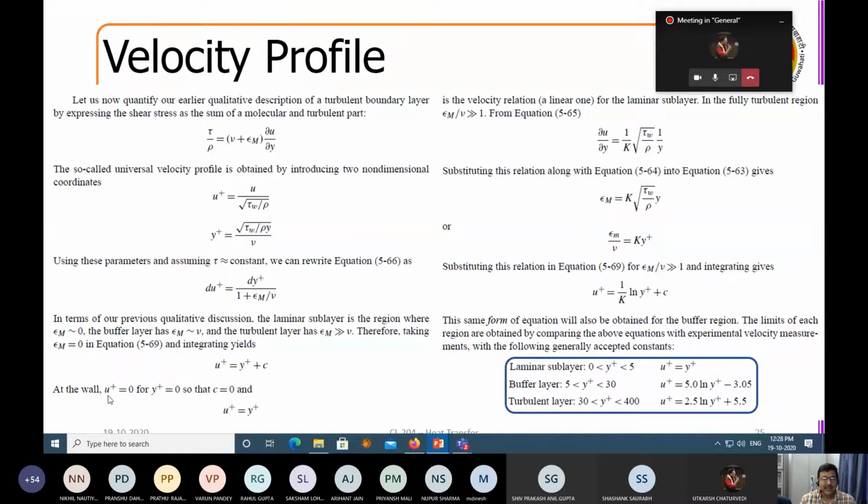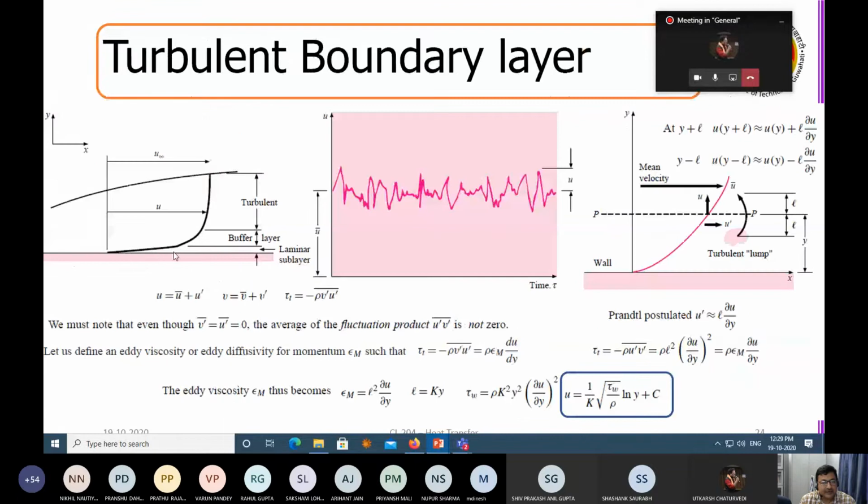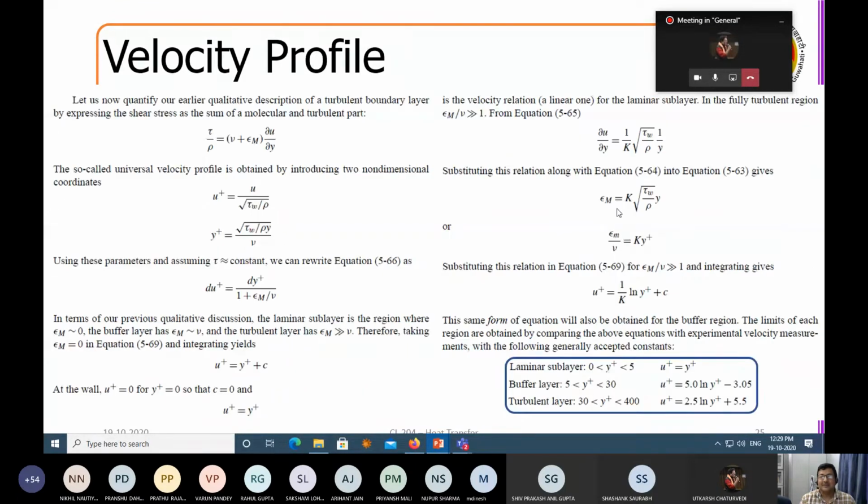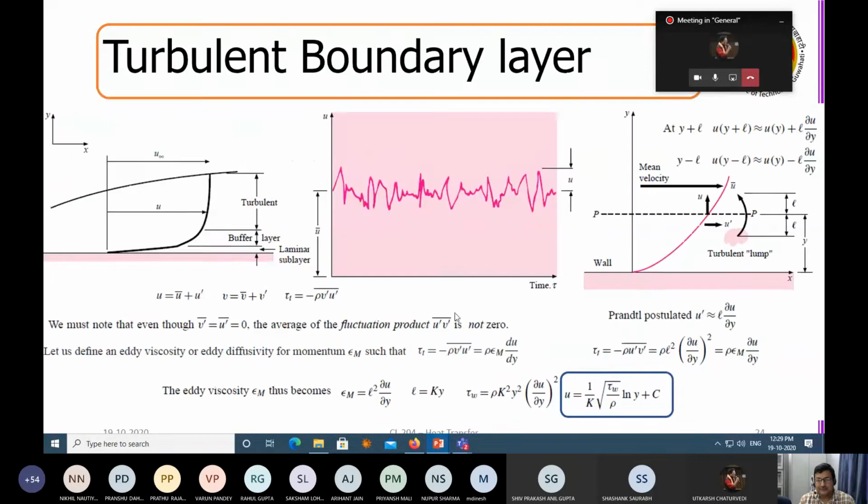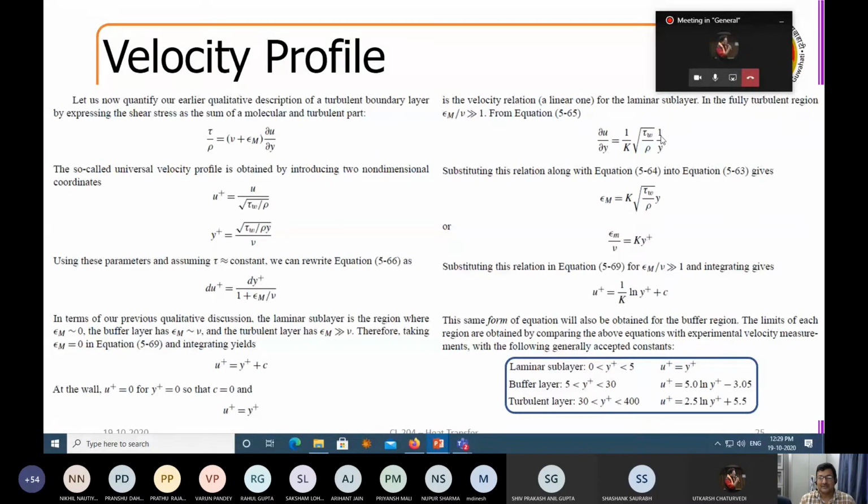Then you know that u plus equals 0 at y equal to 0, which is the no-slip condition if I enforce it. So u plus will become y plus. You can see that you obtain a linear profile here, which is the laminar sublayer near the wall. Then you make use of this equation, which is true for the turbulent boundary layer, and you define epsilon_M to be k root over tau_w by rho times y. This is the way you define the eddy viscosity, which comes out to be k y plus.